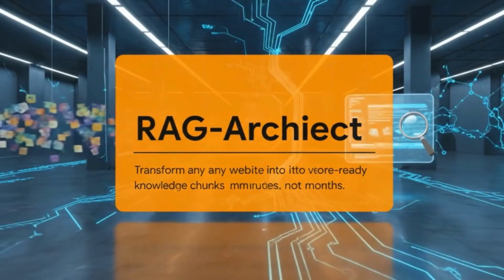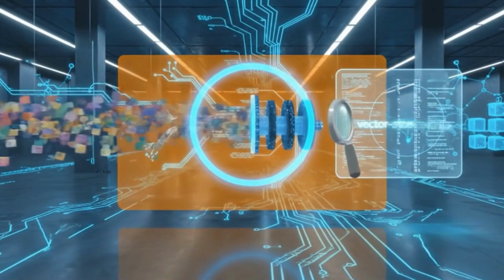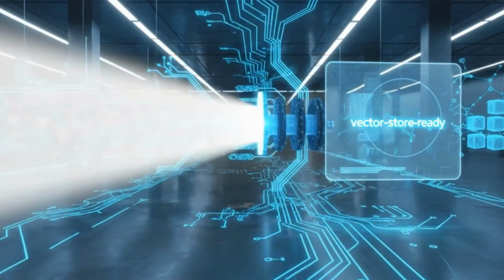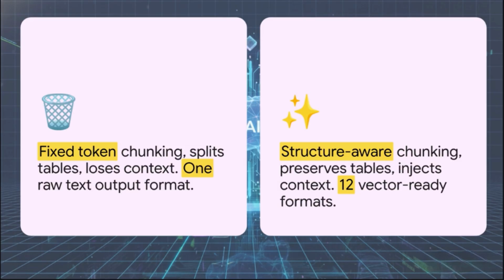So, how do you actually fight these villains? Look, it's not about working harder. It's about having a much better weapon. So let's introduce the hero of our story, RAG Architect. Its whole reason for being is to act like an automated knowledge engineering factory. It is designed from the ground up to take chaotic, messy web content and systematically turn it into pristine, structured, context-rich fuel for your AI.